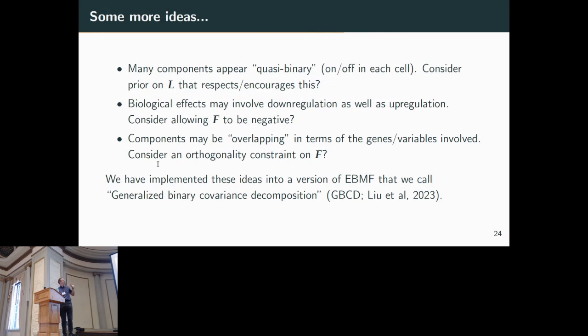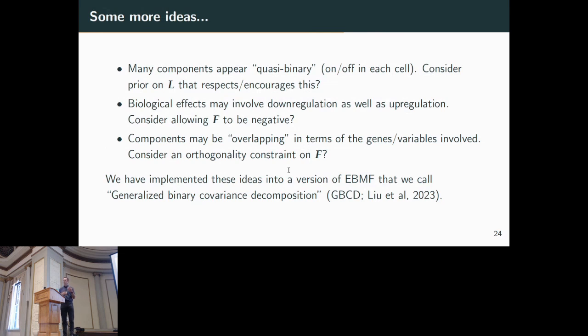And then the other thing we noticed was that if you don't do anything to stop it, the Fs that you estimate may often be quite overlapping or correlated in the genes that are involved. So maybe we'd prefer it if the programs we find are a bit more independent of one another. That might make it easier to interpret. So we could consider an orthogonality constraint on F.